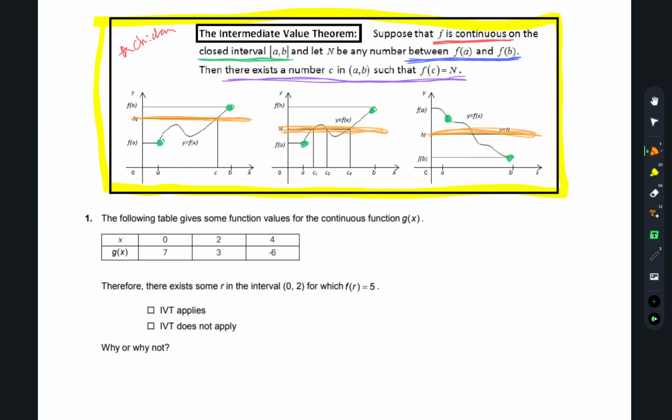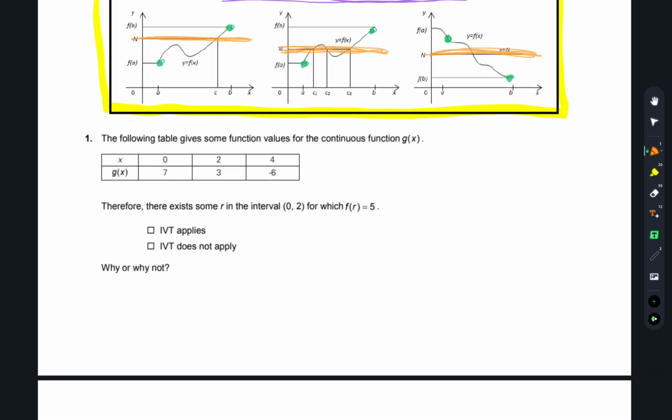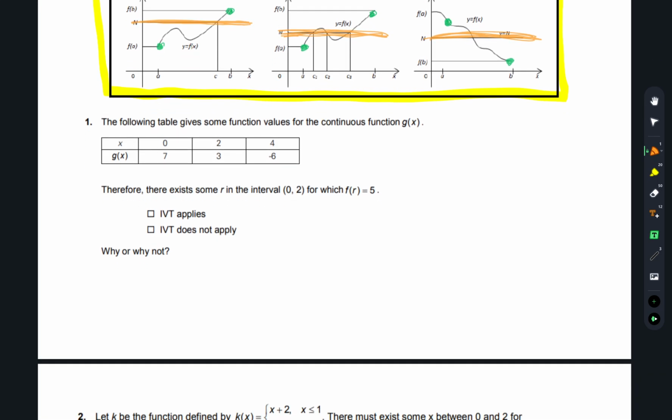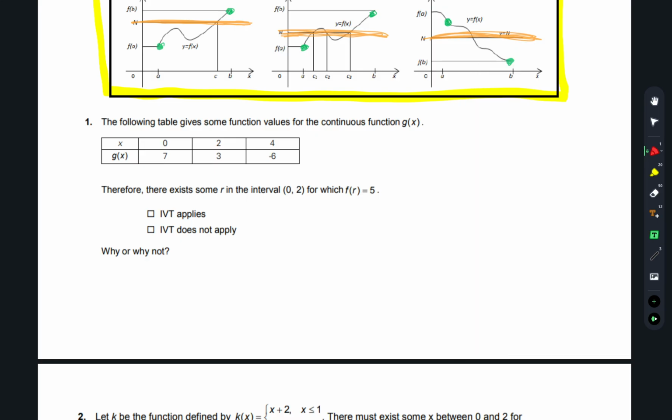Okay, so when you're reading these questions, the things you have to be really diligent about, because they are mean on multiple choice with this at least, is you need to look for continuous. I've seen them where they just say, here are values of f of x, and then they don't say continuity, and they can get you on that. Okay, so it's continuous, so that's good.